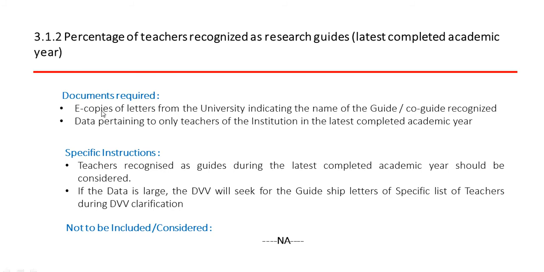The documents required are e-copies of letters from the university indicating the name of the guide or co-guide recognized, and data pertaining to only teachers of the institution in the latest completed academic year. The specific instruction says teachers recognized as guides during the latest completed academic year only should be considered, and if the data is large, that is you have given the data of a huge number of teachers who are recognized as guides, then DVV will ask for the guideship letters of a specific list of teachers during the DVV clarification process.